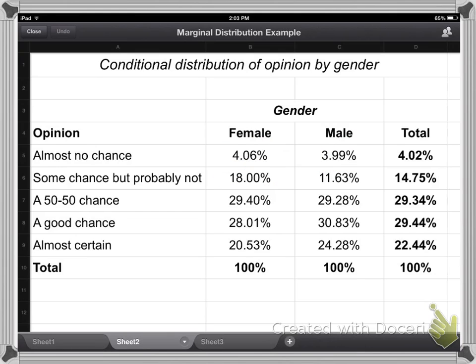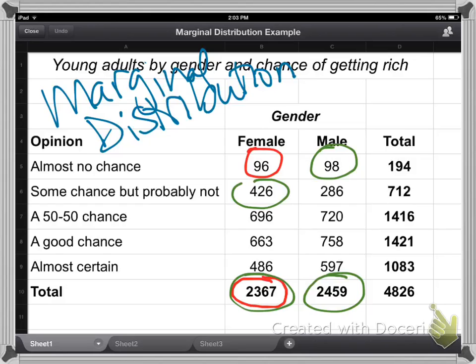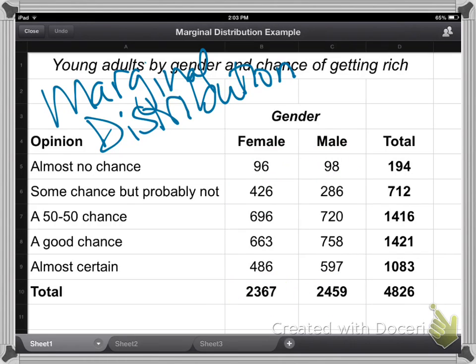So getting the percentages in the body of your table, that's pretty self-explanatory, not too difficult. What is just slightly tricky, you just have to remember how to do this, is to get these total percentages over here. Again, you do not add across the rows. That is incorrect. What we're going to do instead is go back to our original table and add together the counts of both of your genders that responded that they thought they had almost no chance.